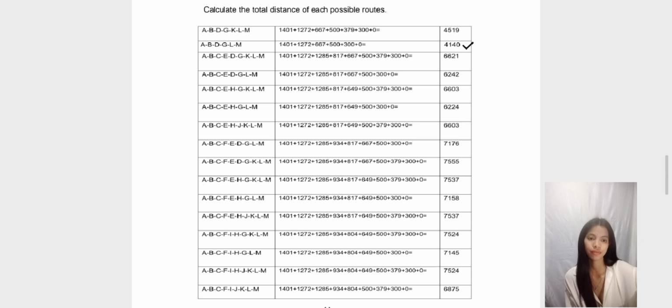So the objective here is to find the shortest total distance among these possible routes. So the shortest path, as you can see here, is A to B to D to G to L, and then to M, with a total distance of 4,140. So this is the optimal solution determined using the backward recursion approach.